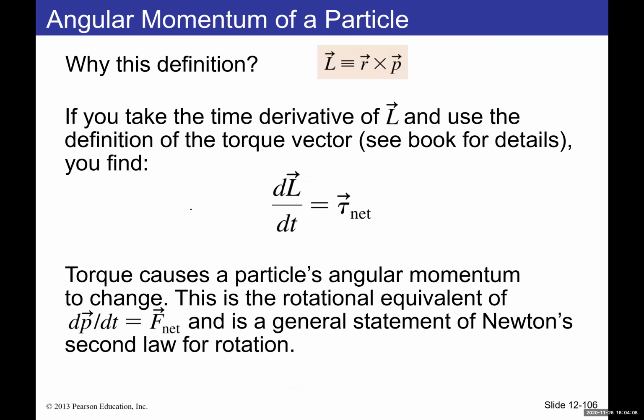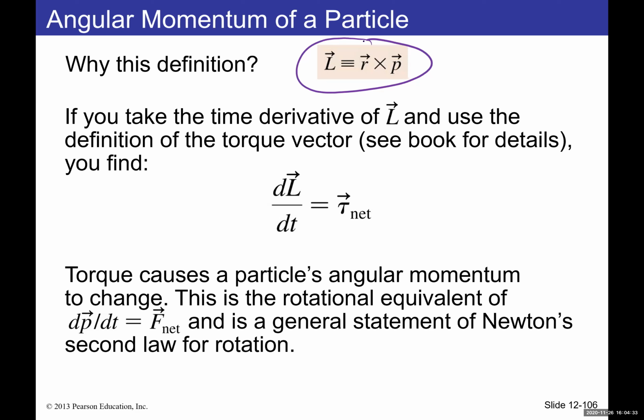All right, so now we have this definition, L equals r cross p. Angular momentum, think like this, is the momentum of a particle relative to some reference position, or the pivot point or the axis of rotation and things like that. And one of the things we have here is this.